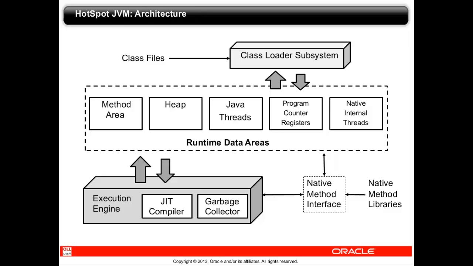Here is a picture of what the JVM internals look like. We have our various parts: the class loader system that loads our class files, our method area, our heap, the threads, the native interfaces, native threads, then our execution engine, which has a JIT compiler and a garbage collector. Today I'm not going to focus too much on the JIT compiler, well, not at all actually. I'm going to focus just on the heap, that's where we store our objects, and then the garbage collector, the thing that manages those objects in memory for us.